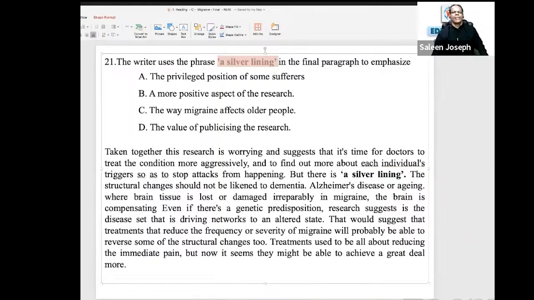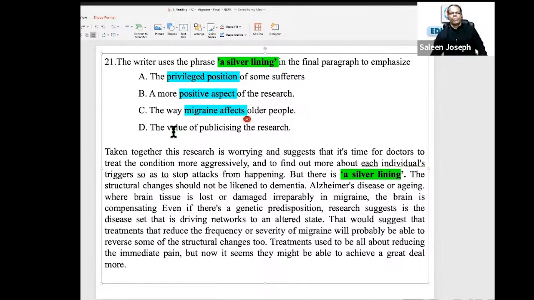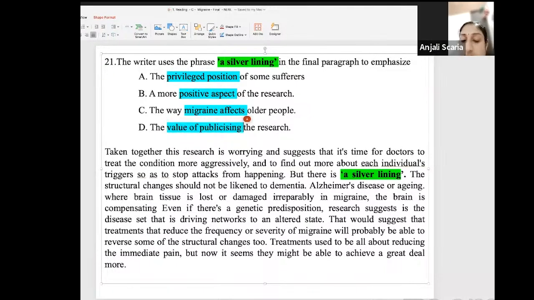What is this? A lexical question. Right. So you need not highlight. It is already highlighted. And you have here silver lining. The writer uses the phrase a silver lining in the final paragraph to emphasize the privileged position of some sufferers. Privileged position. Option B, a positive aspect of research. Option C, migraine affects older people. Value of publishing.